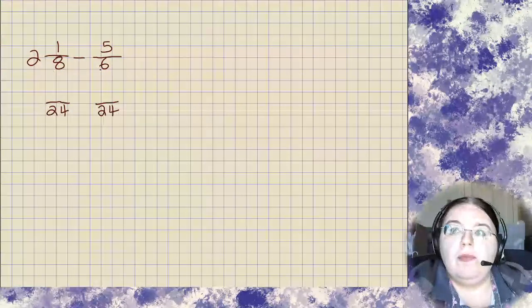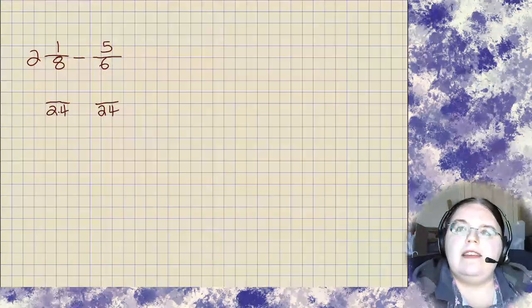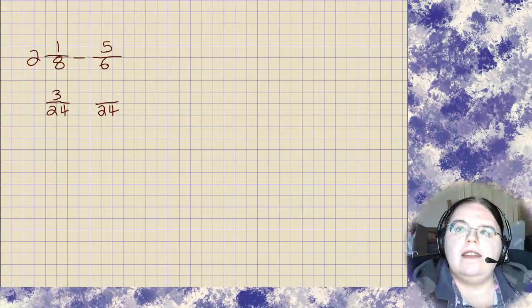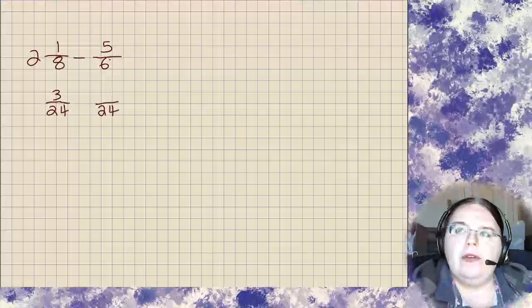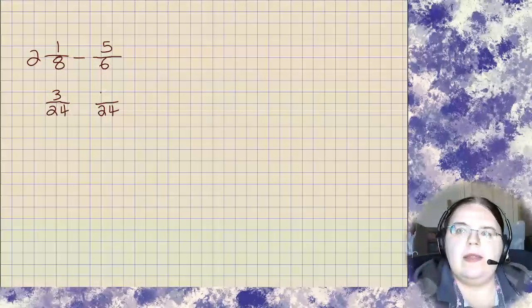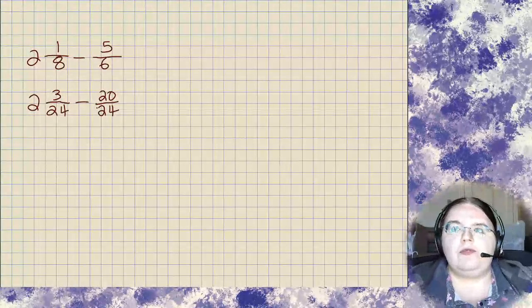If you're not sure, write out a list of multiples of each denominator. Now I know 8 had to multiply by 3 to get to 24, so each piece in this 1/8 is now 3 pieces, so that one piece is now 3. 6 had to be multiplied by 4, so each of these 5 pieces is now 4 pieces. Then there are 20 of those in all. So we have 2 3/24 minus 20/24.